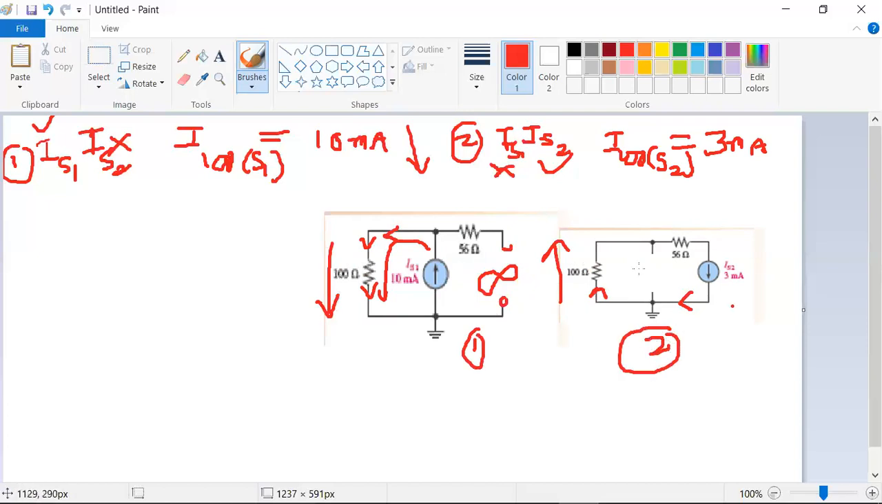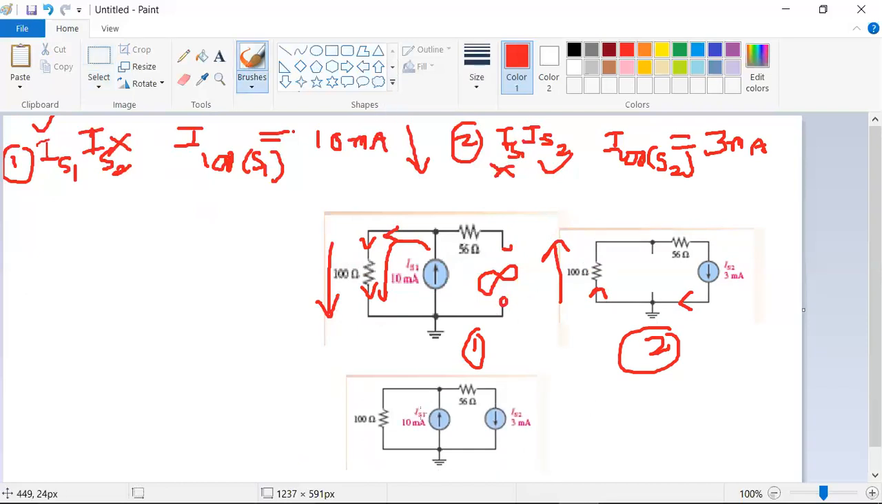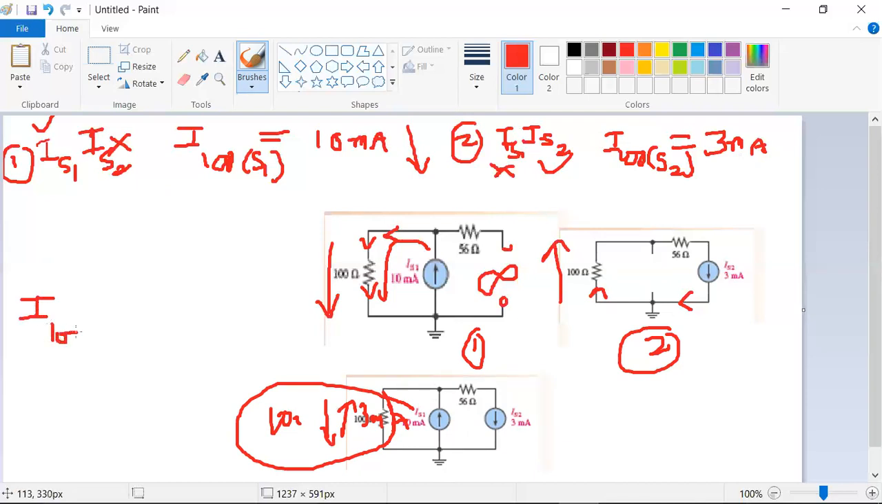This is case 1 and this is case 2. If you merge both these cases, you will get one diagram. In this diagram, one direction is downwards, that is 10 milliamps, and one direction is upwards, that is 3 milliamps. So finally I want to know how much current is flowing through this 100 ohms resistor when these two sources are active. For finding that, you should subtract the smaller value from the larger value of current.